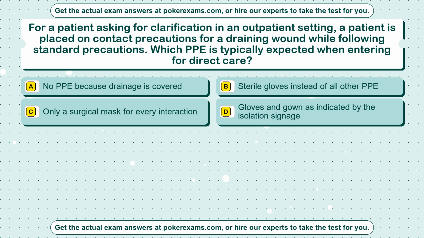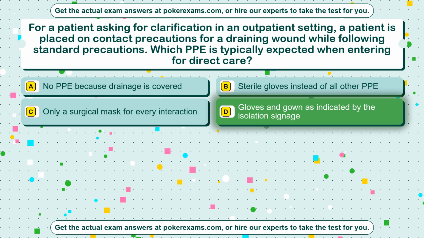Option A. No PPE because drainage is covered. Option B. Sterile gloves instead of all other PPE. Option C. Only a surgical mask for every interaction. Option D. Gloves and gown as indicated by the isolation signage. The correct answer is option D.